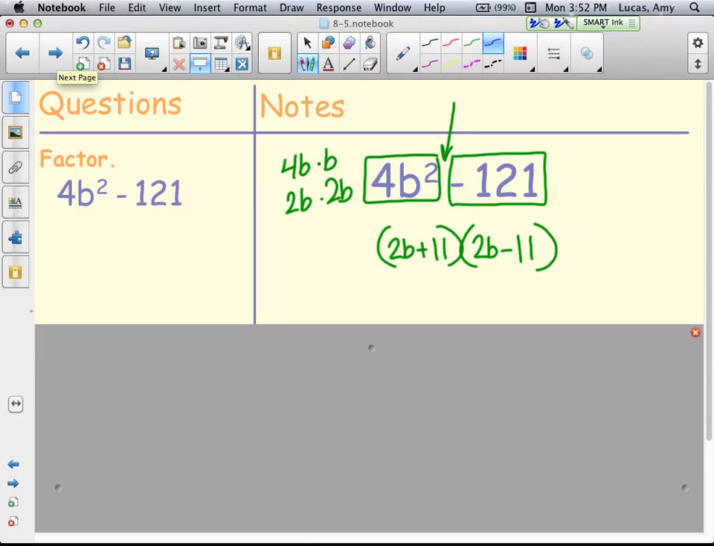Again, if you FOIL it, 4b squared minus 121, you can see that these would cancel. Positive 22b and negative 22b. They're opposites.